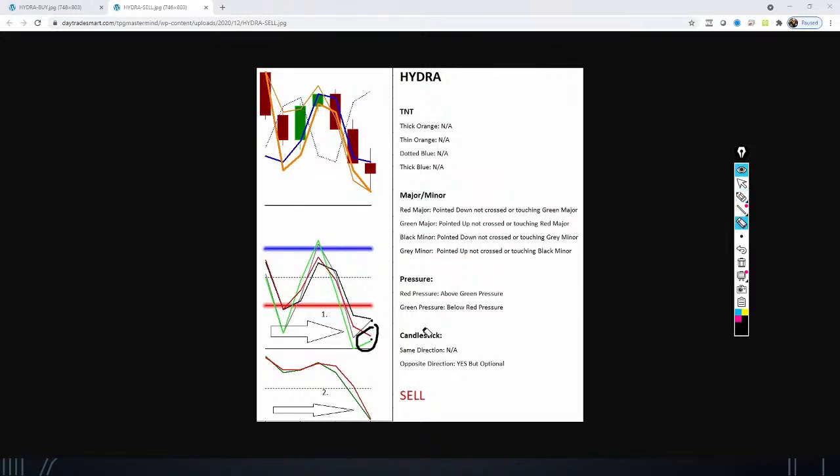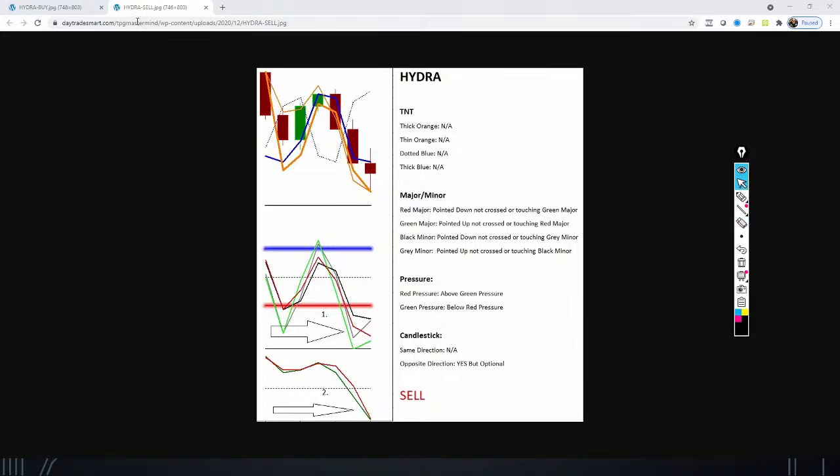So that's what we call a hiccup. And in this case, we have a double hiccup, right? So both major and minor are hiccuping, and that's what we call a Hydra. And then, of course, green line on bottom in pressure. And as an option, you can have a contrary candle. We would expect a green candle as a contrary candle there.